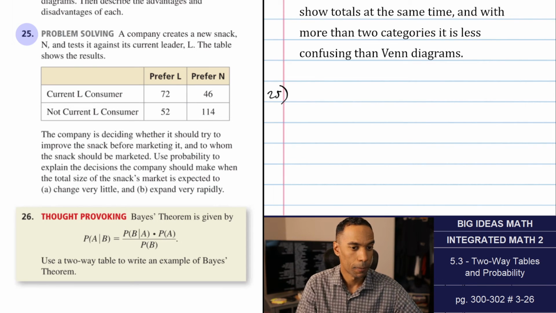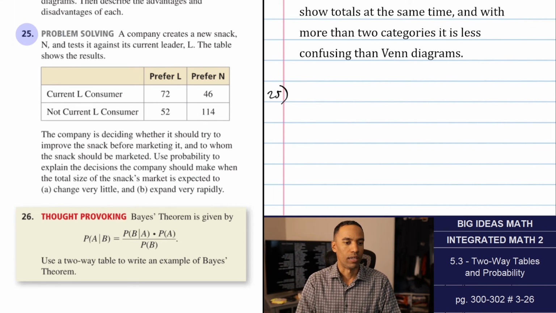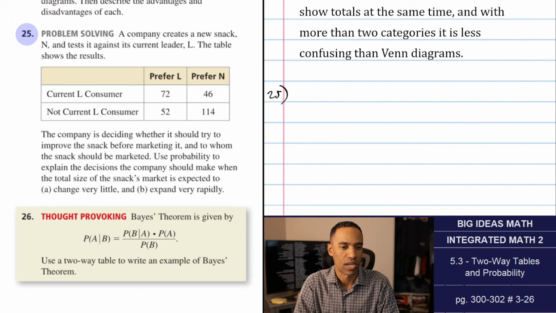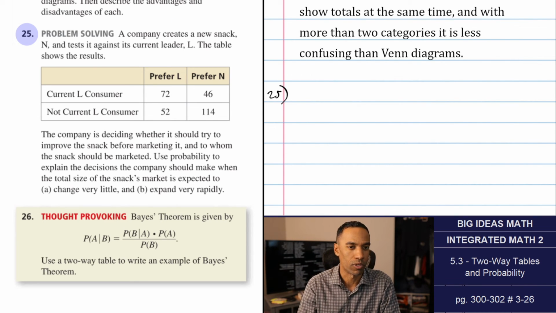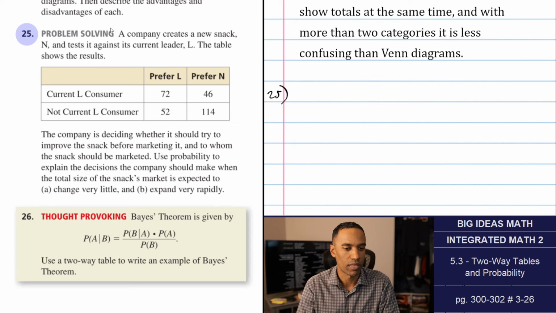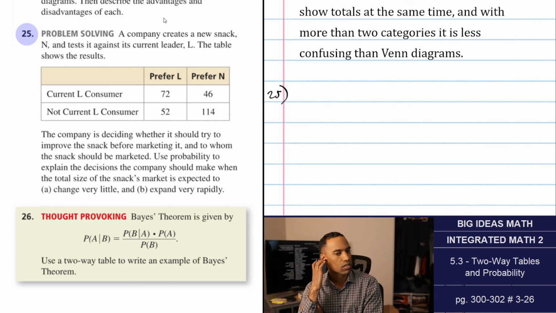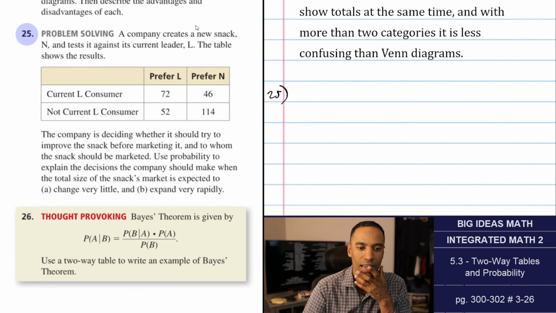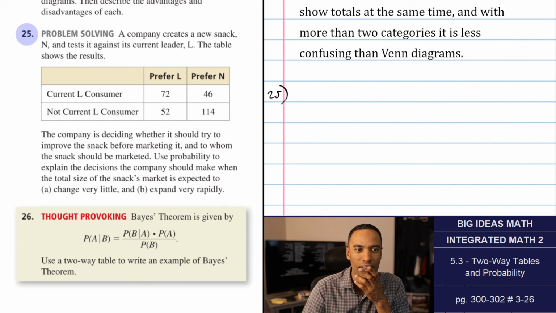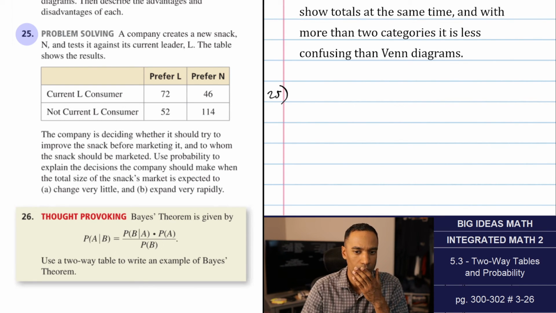The new snack? Wait, the company's deciding whether to try to improve the snack, probably the new snack. Use probability to explain the decisions the company should make when the total size of the snacks market is expected to change very little and expand very rapidly. What? I'm going to start with the probability portion. Use probability to explain the decisions the company should make when the total size of the snacks market changes very little.